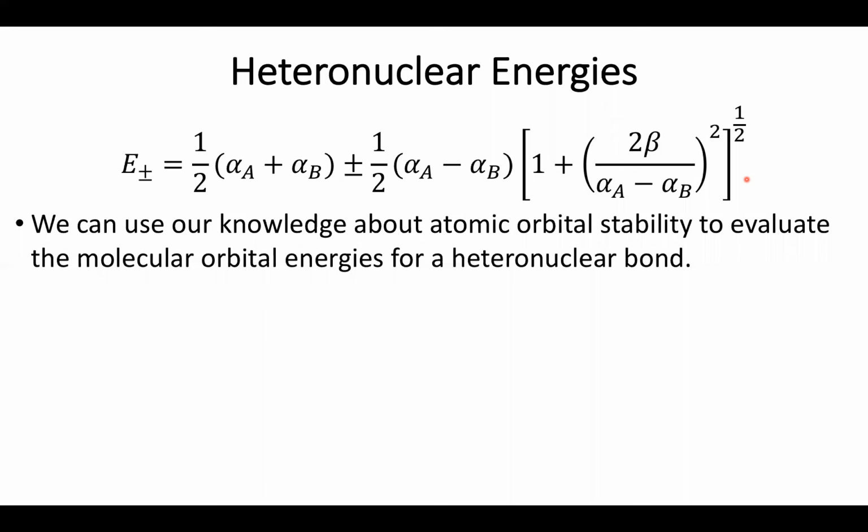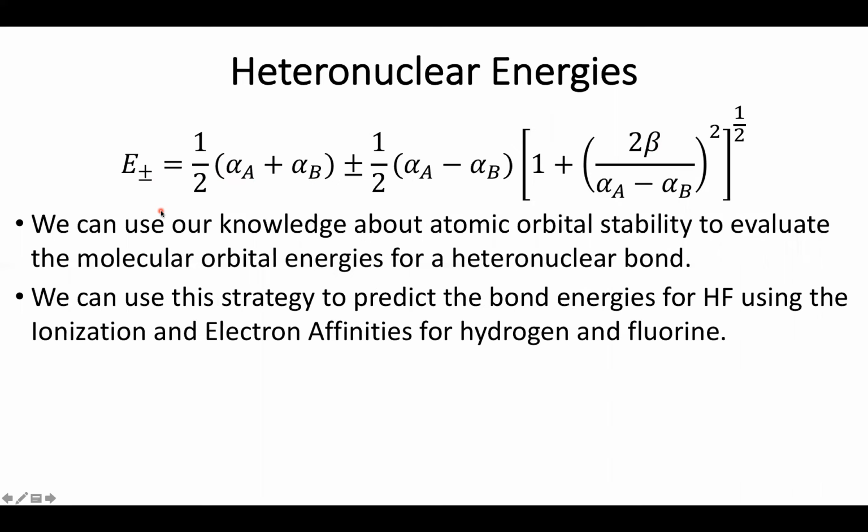So what we're going to be making use of is the knowledge we gained last time, looking at how we can determine the atomic orbital energies, or the Coulombic integrals, for two different atoms, so A and B, combining that together with a little bit of information about our resonance integral, and we can use this to determine our bonding and our anti-bonding energies.